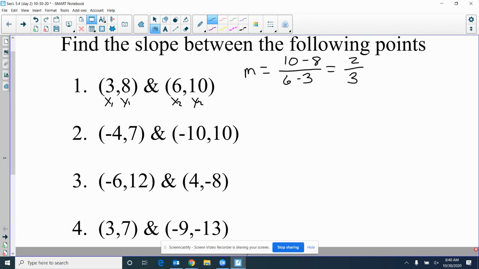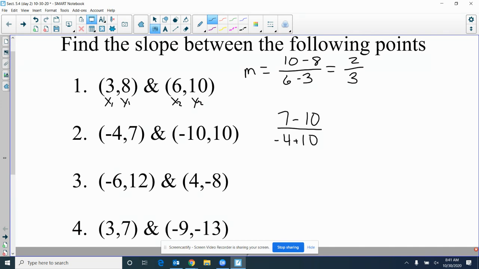All right. Joe. Hey, quiet down. Joe, tell me, what do I need to put in this formula here? 7 minus 10 over -4 minus -10, you said? How can I write that more simply? I could put the parentheses, or I could also just write it as plus 10. Okay. Minus a negative is plus a positive.